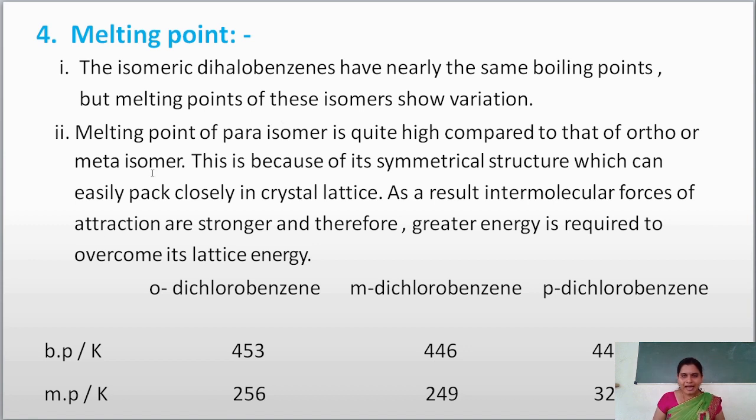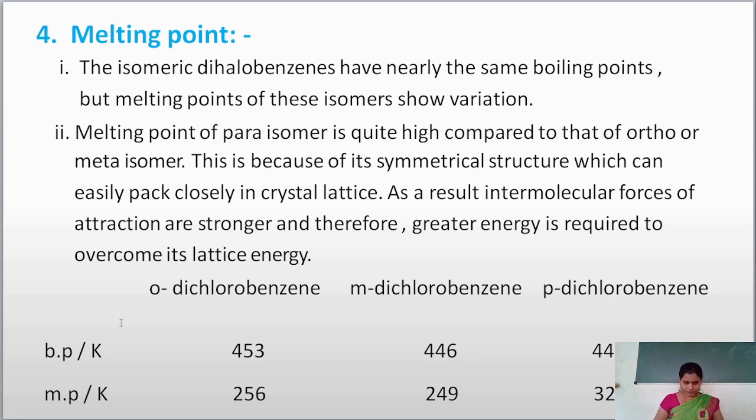Now, the para isomer of any halo compound is symmetrical, and therefore the melting point of the para isomer is higher than that of the ortho or meta isomer. Because of this symmetrical nature, intermolecular forces of attraction are stronger, and therefore greater energy is required to overcome its lattice energy, because this is in a crystal structure.